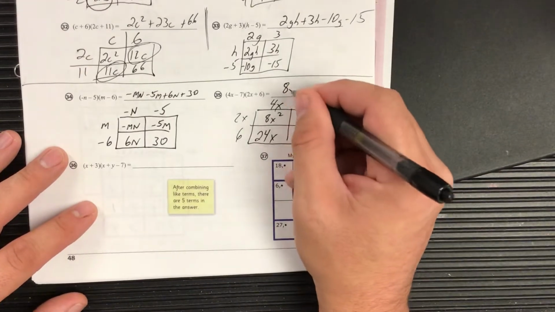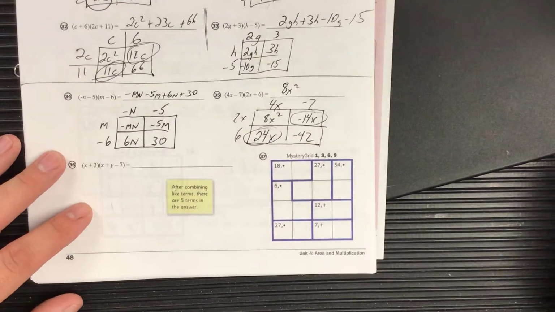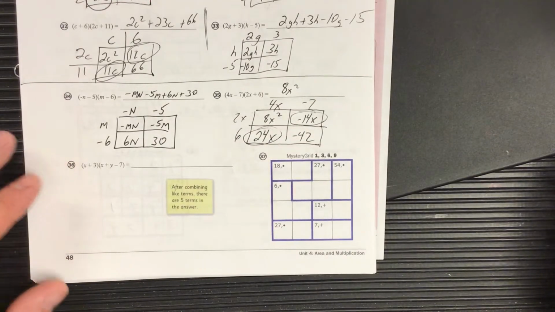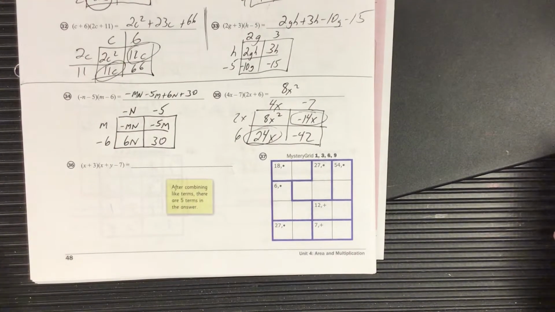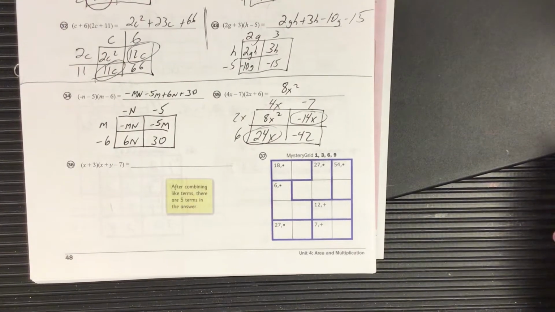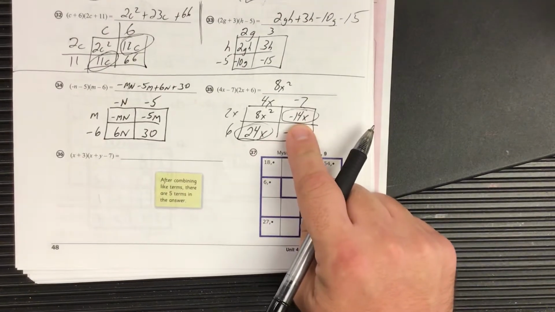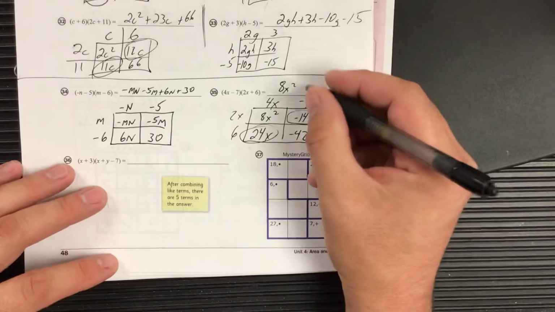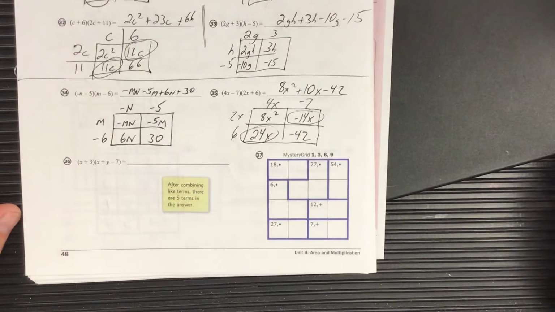So I have 8x squared. This one has like terms, so I can combine those. I have a 24x and I have a -14x. One's a negative, so 24 minus 14 is 10x.